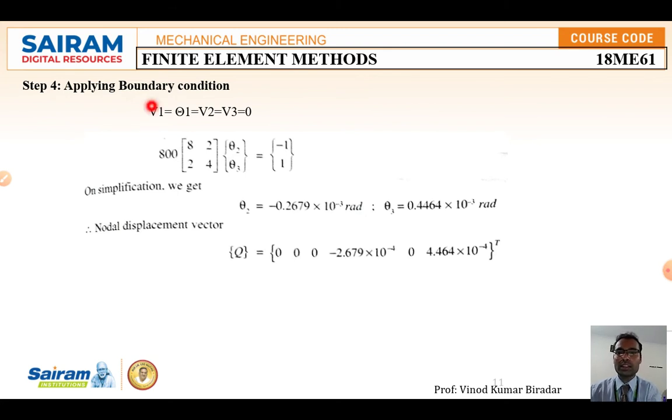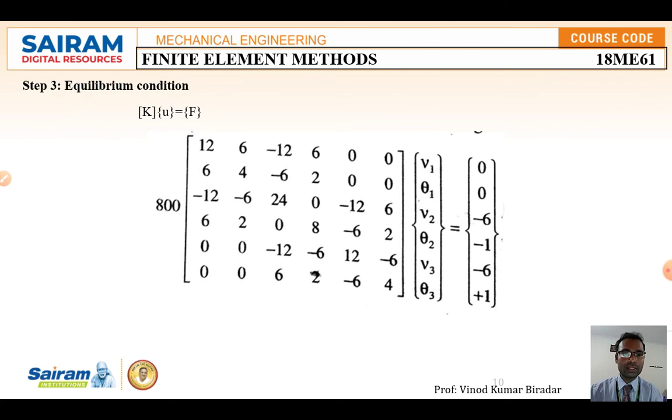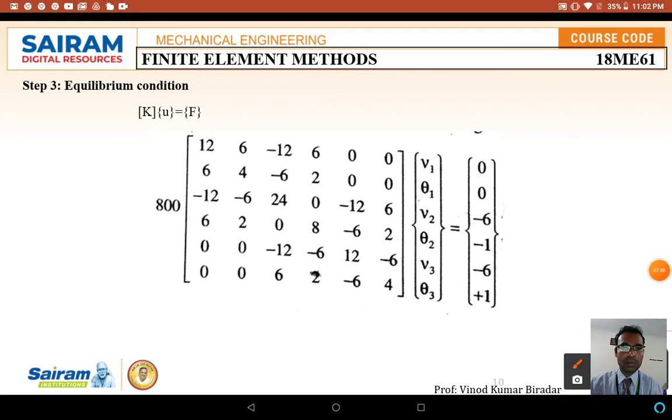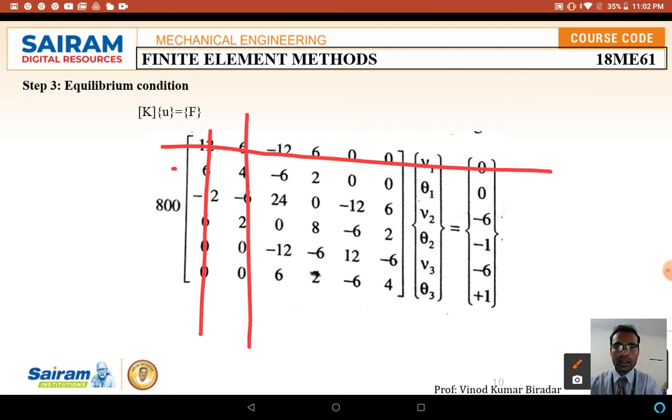In the boundary condition, node number 1 is completely fixed, so v1 and theta 1 become 0. v2 is also a roller support, v3 is also a roller support. So after applying the boundary condition, since node number 1 is completely fixed, delete the first column and first row, and the second column and second row. At node number 2, v2 is fixed, so here v1, theta 1, and this is v2, so the third row you have to delete.